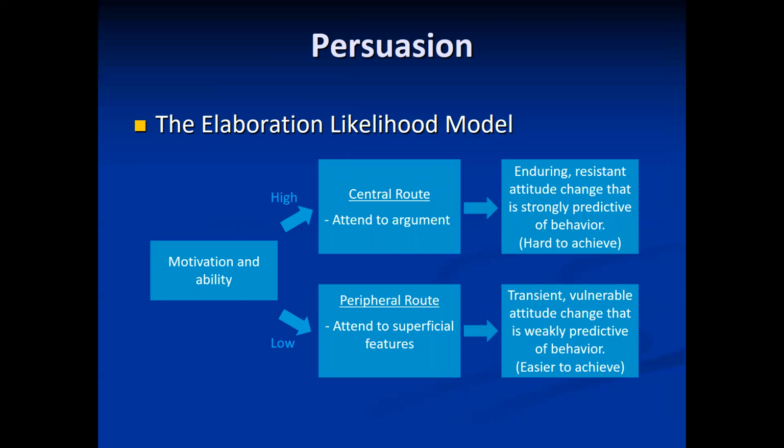If people are swayed by the superficial features of a message, then this leads to transient, vulnerable attitude change that is weakly predictive of behaviour. That is, they will be briefly in favour of wearing safety helmets, however, they could easily change their minds and they would be unlikely to actually use helmets. It should be noted that persuasion via the peripheral route is relatively easy to achieve.